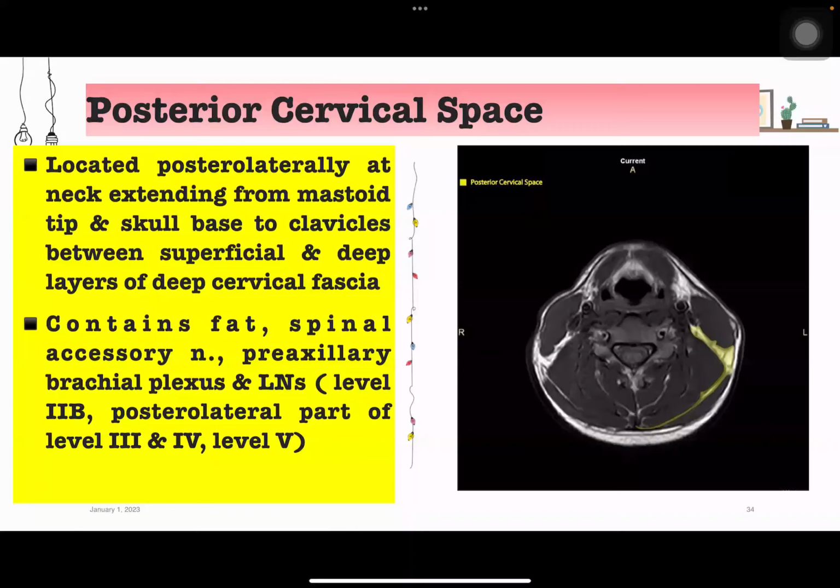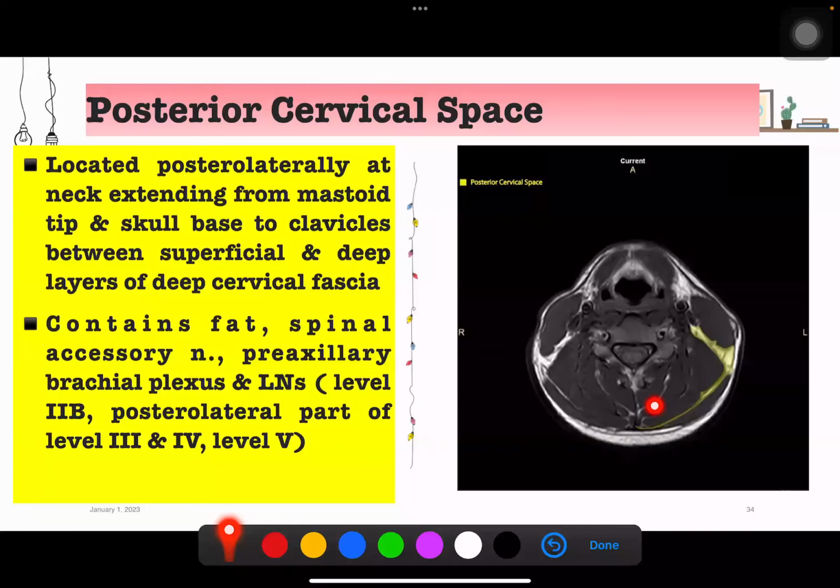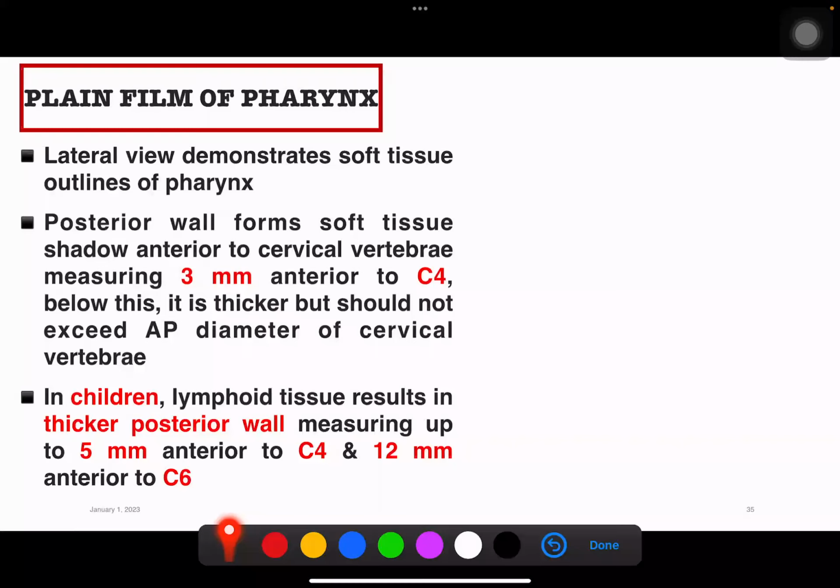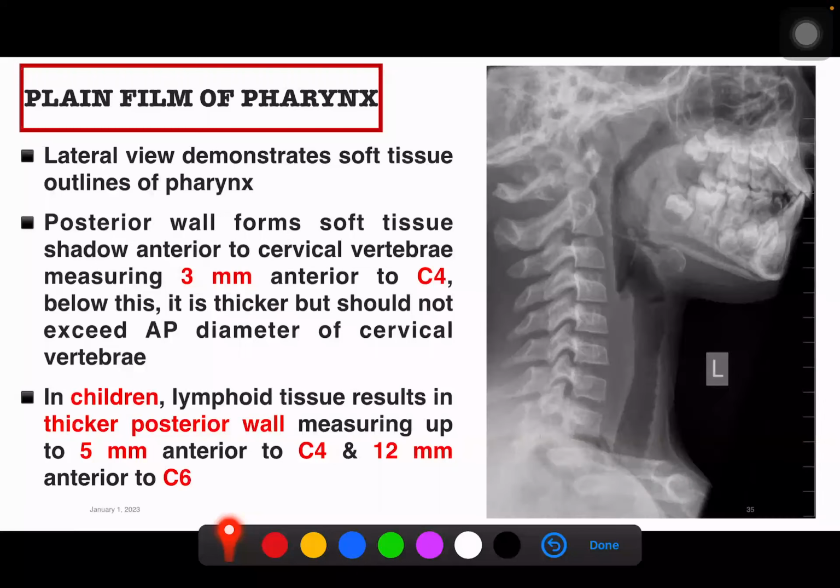Regarding plain film of the pharynx, so lateral view will demonstrate the soft tissue outline of the pharynx. For example, the posterior pharyngeal wall will form a soft tissue shadow in front of cervical vertebrae, which thins down until C4 level, where it measures 3 mm. Downward, it is thicker, but should not exceed the AP diameter of corresponding vertebra. In children, it is thicker due to lymphoid tissue. So at C4 level, it is 5 mm, and at C6 level, it is 12 mm.